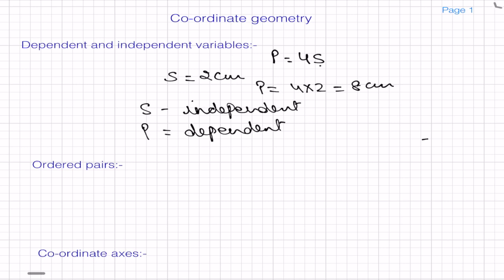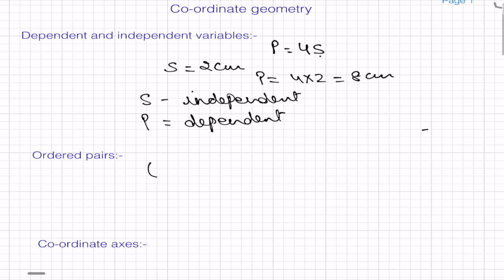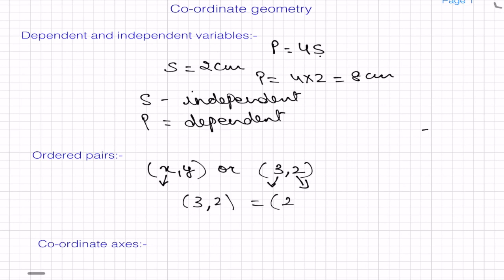Next is ordered pair. When a pair of two numbers, any numbers you can take, suppose we write x and y in brackets like this, it becomes an ordered pair. For example, (3, 2). When we pair two numbers in a specific order, in which 3 is at the first place and 2 is at the second place, this is called an ordered pair. Always remember (3, 2) and (2, 3) cannot be equal.